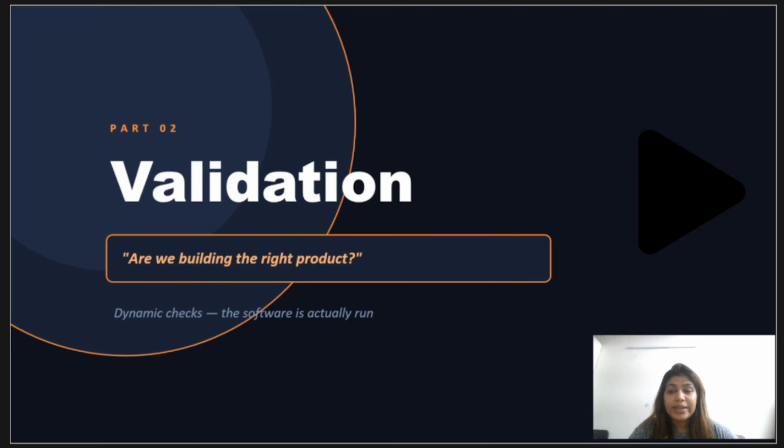Now, part two, validation. The question flips. Are we building the right product? So, where verification was static, validation is dynamic in nature. We actually execute the software and observe the behavior. We run the application, feed it inputs, and check the outputs against what users actually need. Validation generally happens later in the life cycle once there's working software to run. And this is the "does it actually work for real people" stage.